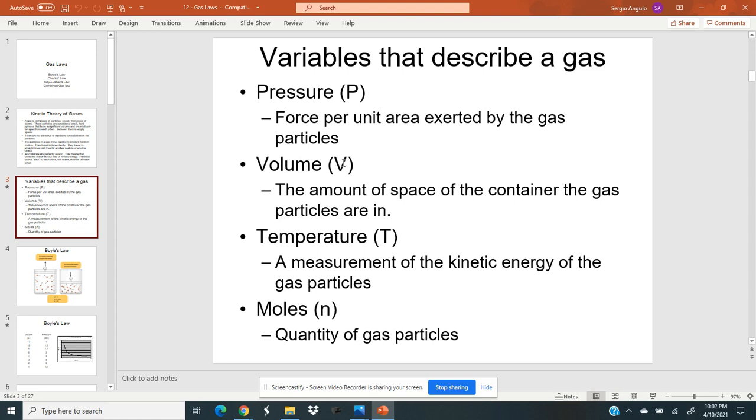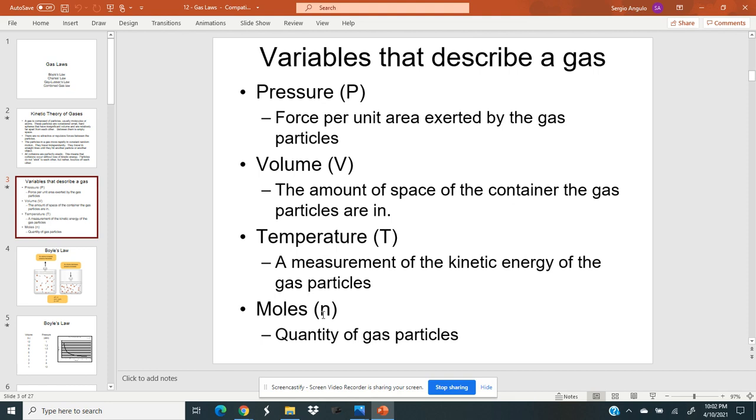Second one is volume. Capital letter V will be used for volume, the amount of space in the container that the gas particles are in. The third is temperature, capital T. Lowercase t is used for time. So capital T is temperature, and it's a measurement of the kinetic energy of the gas particles.